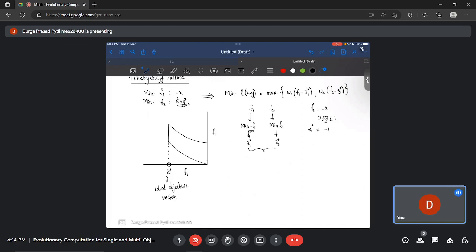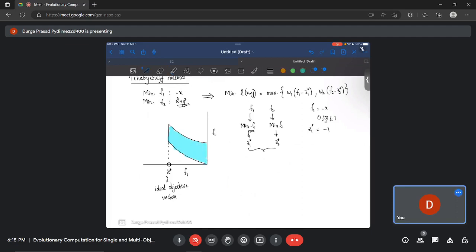So this is what you call an ideal objective vector. You can see in this particular case that this point is actually not lying in our feasible space. Our feasible space is essentially whatever is interior in this particular region. So ideal objective vectors usually do not lie inside the feasible space.